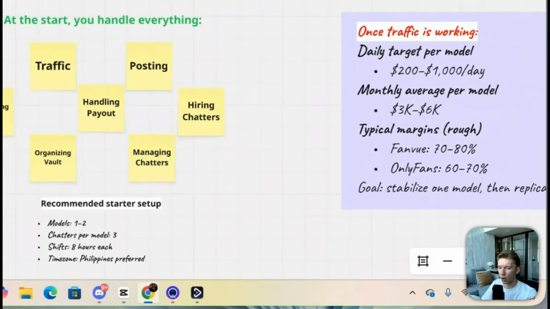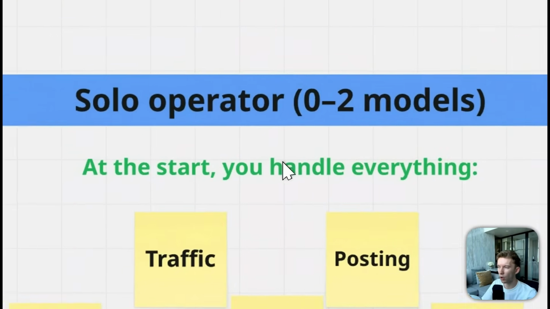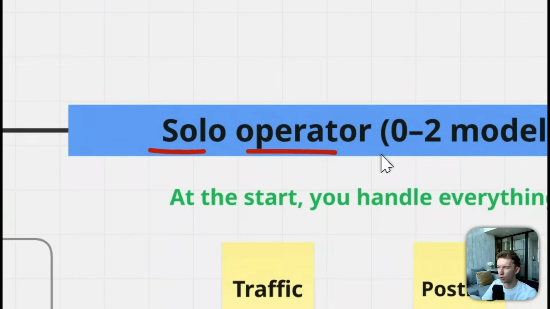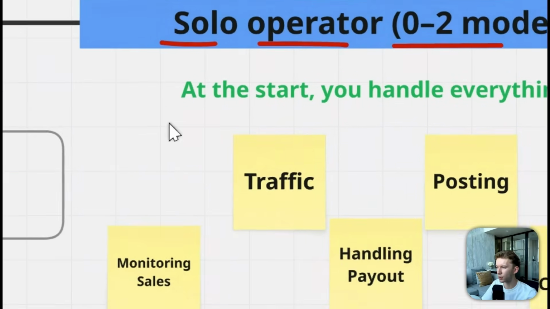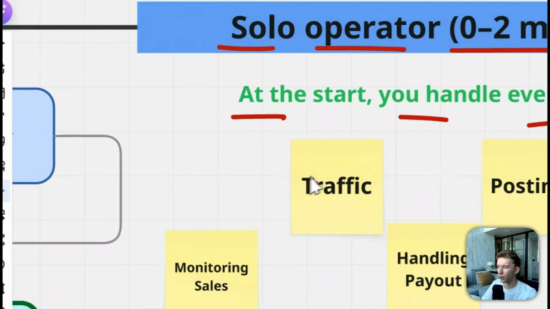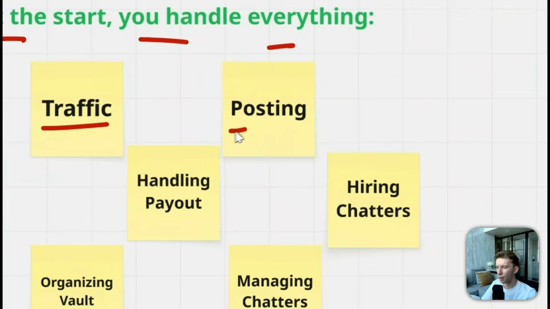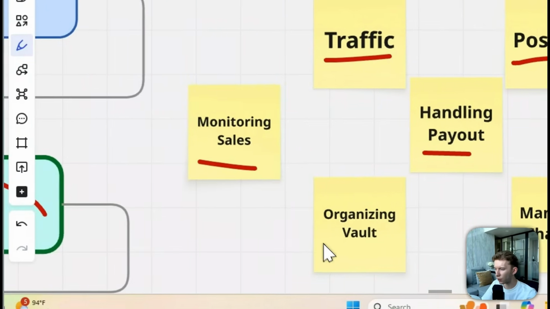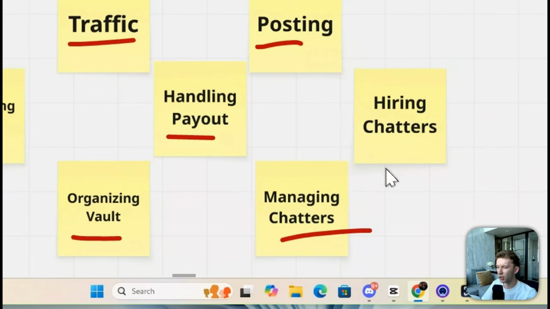So as a solo operator, meaning you yourself, this is exactly what you should do. You should start with 1 to 2 models, all right? At the start, you're pretty much going to handle everything. You're going to handle the traffic, the posting, the payouts, the monitoring, organizing the vault, managing the chatters, hiring chatters.